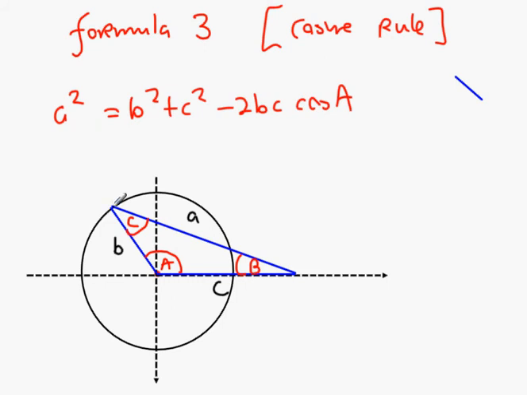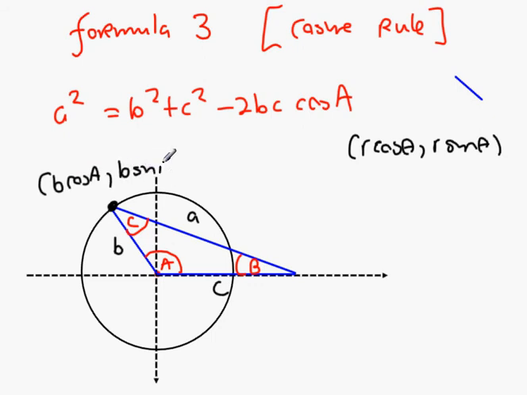Now, I can put this as a point on the circle. Remember what we said earlier? It's r cos theta, r sin theta. But this time the angle is A. And what's the radius? B. So this point here is B cos A and B sin A.